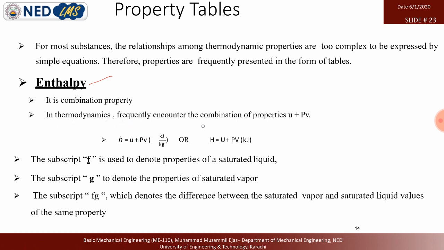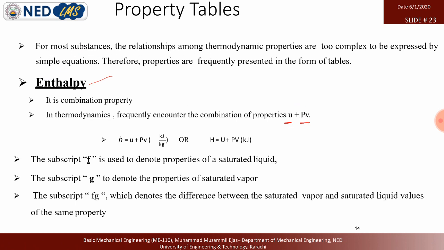Thermodynamics frequently encounters the combination of properties like internal energy and pressure volume work, PV. The equation for the work is the integral of P dV. It is a more accurate equation, but in short form we can write P delta V. So it is work, and there is internal energy. By combining these two properties, internal energy and pressure volume work, there are some other works in thermodynamics, but the pressure volume work and internal energy combine to form enthalpy.